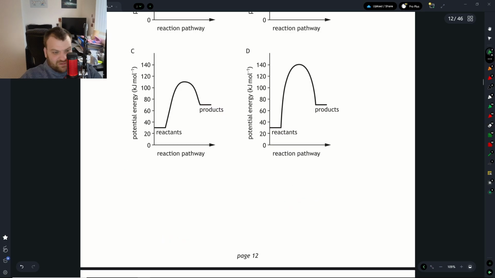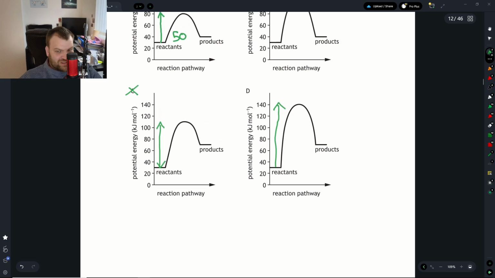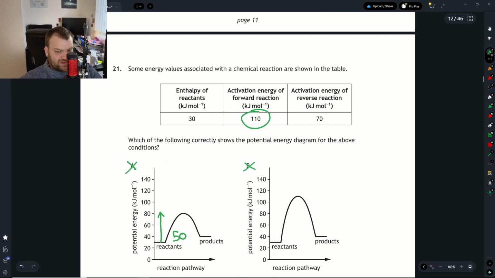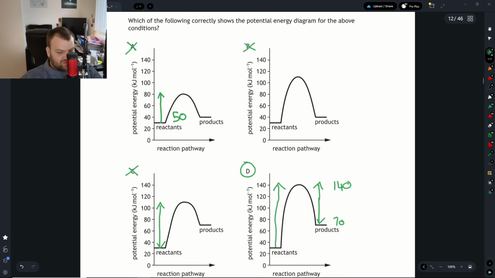so B is therefore ruled out. Next up, we're again going from 30 up to 110. That is not a difference of 110, whereas here 30 up to 140 is a difference of 110. The reverse one, just to double check, we are starting at 70, going up to 140. That is a difference of 70. E is our correct answer. You need to be aware that that's the activation energy from where you start to the top. And if it did ask you about the enthalpy change, that is the difference between the starting chemicals and the ending chemicals, the reactants and the products.